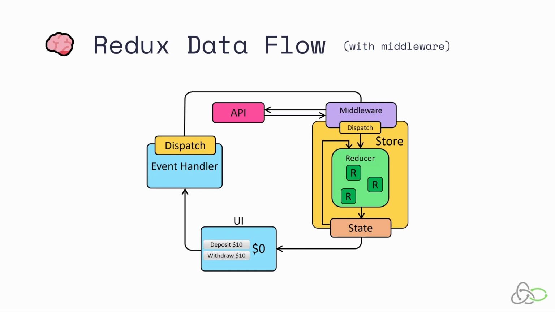Now let's look at the Redux data flow. It's very similar to what we saw before with two additional pieces, an API and a middleware. How is it different? Well, we still dispatch an action, but now when the action reaches the middleware, it can make an async call to the API, and with the response it gets, the middleware can then update the Redux store.